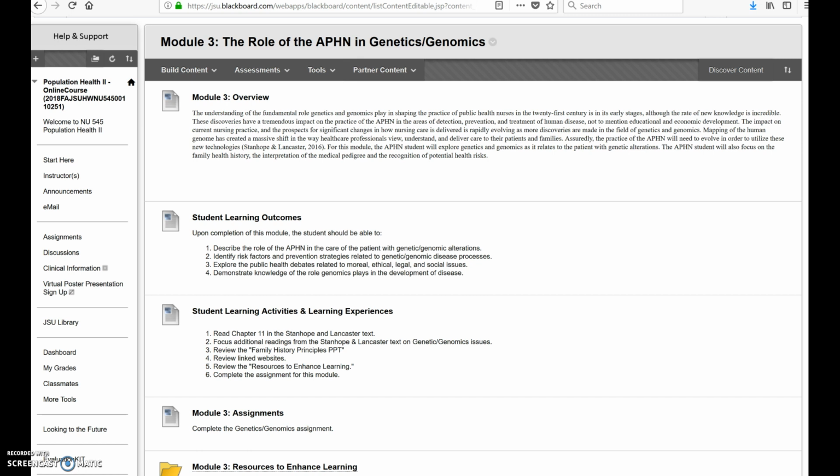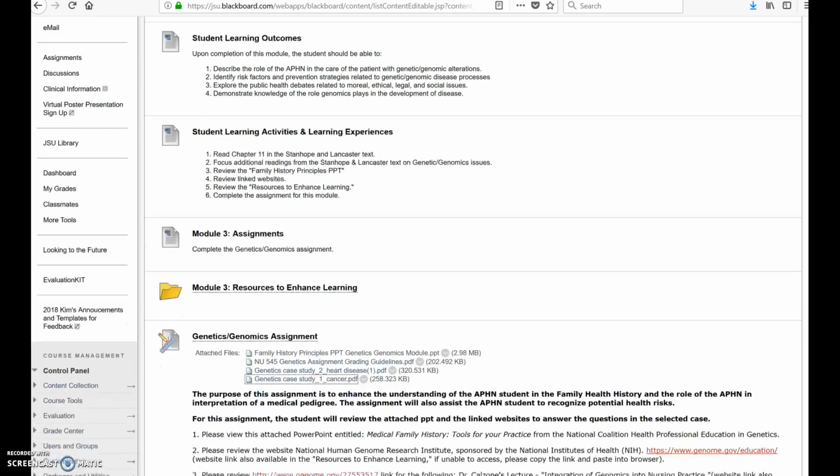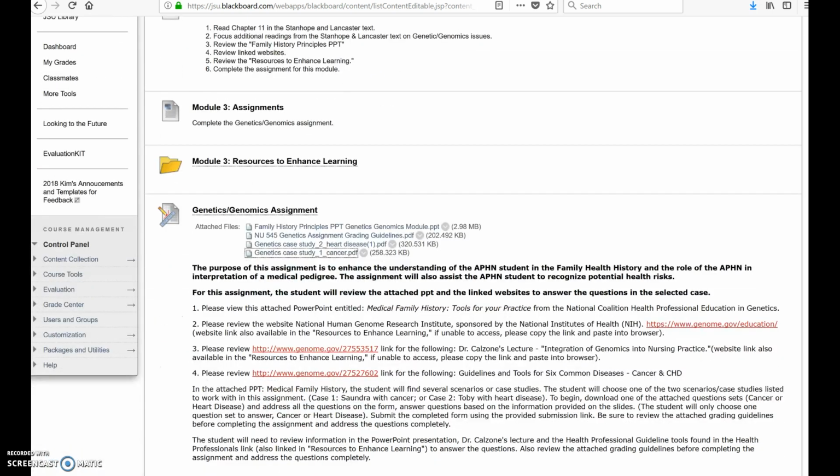Genetics and Genomics is another competency that you all need to be familiar with as far as an Advanced Population Health Nurse. And so we're going to be working on an assignment through this module regarding genetics and genomics. This is always a really interesting assignment that students tend to really like.